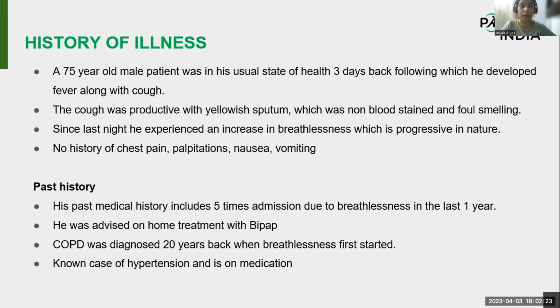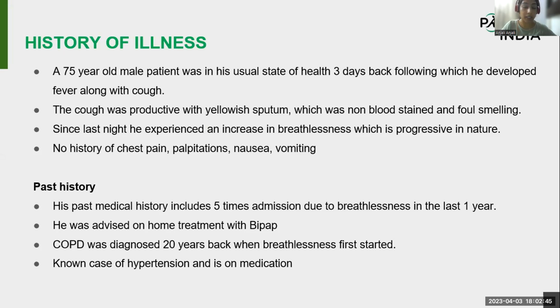History of illness was that he was in his usual state of health 3 days back, following which he developed fever along with the cough, and it was productive with yellowish sputum, non-blood stained, foul smelling. And since last night, he experienced an increase in breathlessness, which was progressive in nature. There was no history of chest pain, palpitations, nausea, or vomiting.